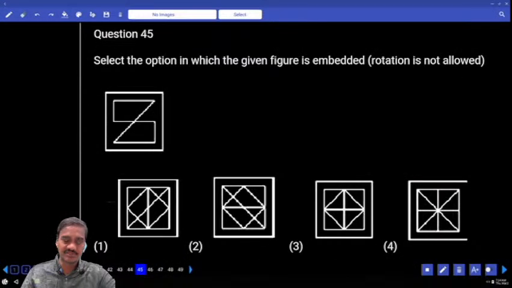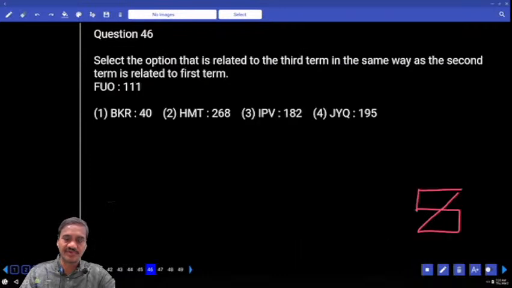Now, figure embedded. What is your answer in this case? Choice 4. Now here this is the main line. And next down, the same length, and this is choice 4, question number 45.